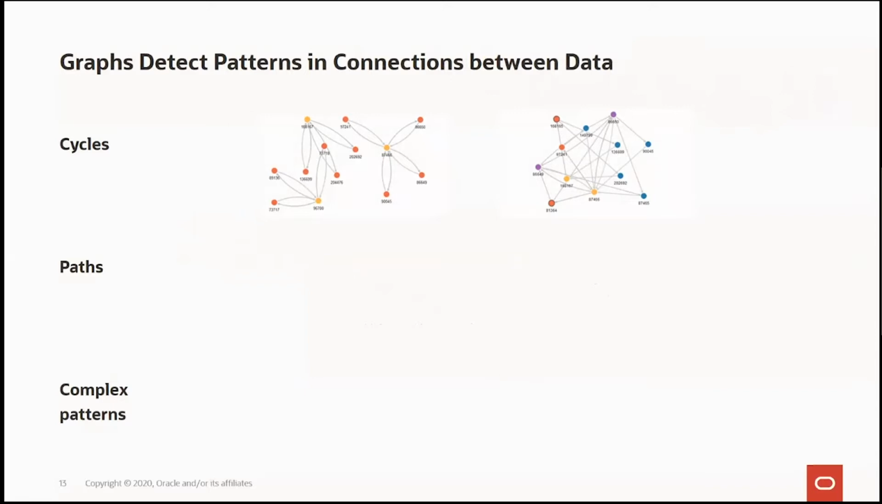Like account A transfers money to account B, transfers money to account C, and then to D, and then D transfers money back to A. Perhaps there's a money laundering operation going on. So by looking at the cash transfer operations as a graph, they're able to detect such cycles.